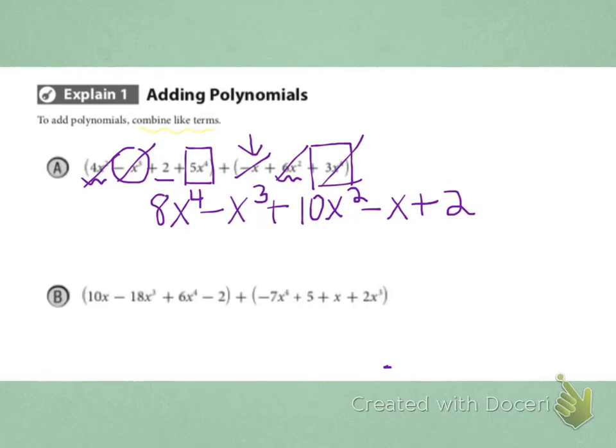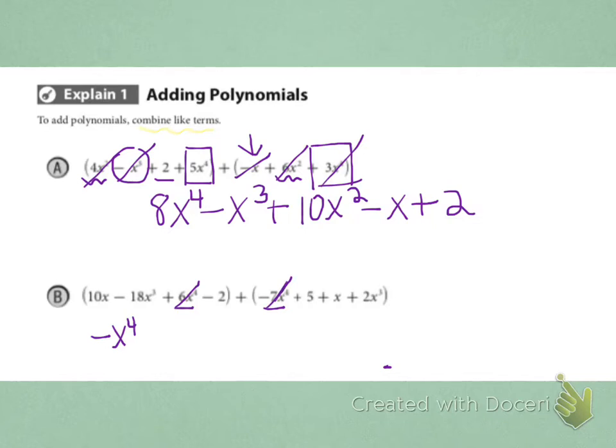So in this next one, you could also just do it this way. Maybe you just say, okay, what's the highest degree I see? I see degree 4. So I'm just going to look at the x to the fourth terms and combine them and then start crossing them off as I go. So I have a 6x to the fourth and a negative 7x to the fourth. That makes negative x to the fourth.